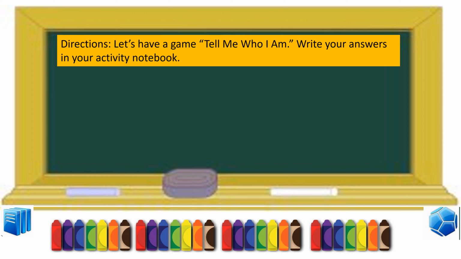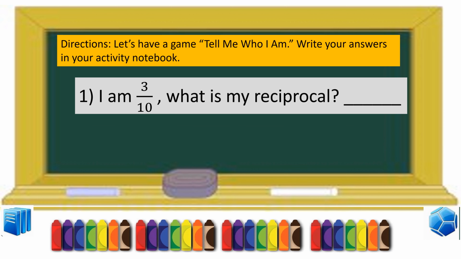Let's have a game. Tell me who I am. Write your answers in your activity notebook. Number 1. I am 3/10. What is my reciprocal? Okay, the reciprocal is 10 over 3 or 3 and 1/3.